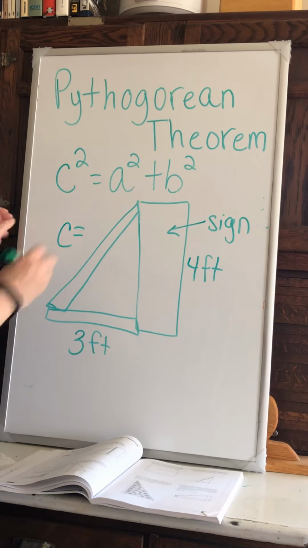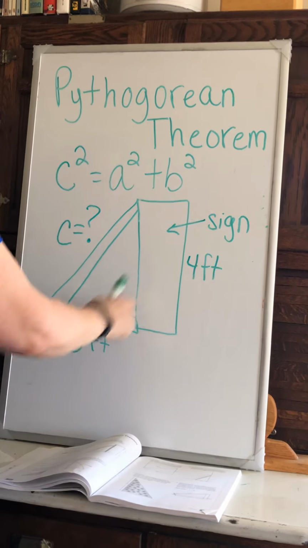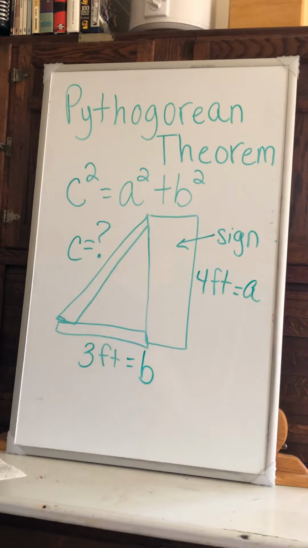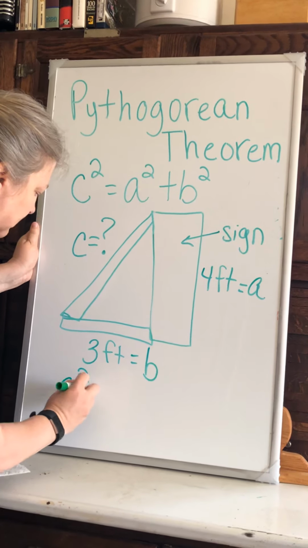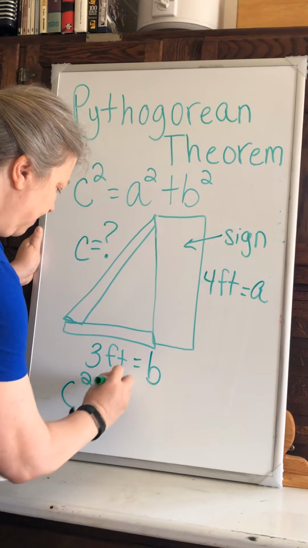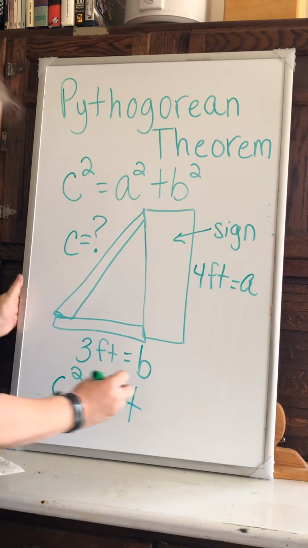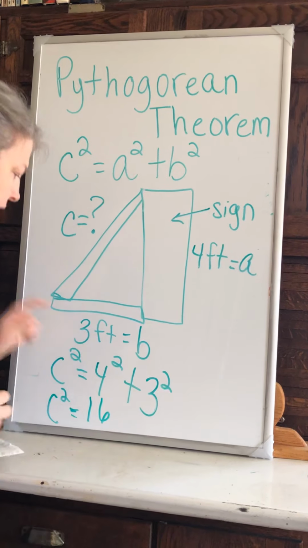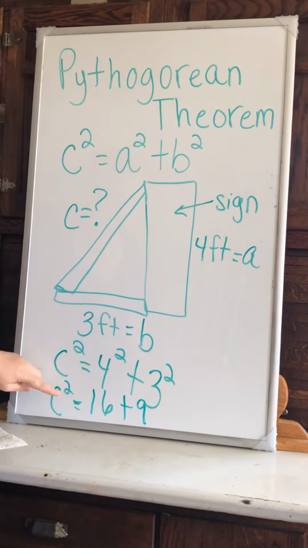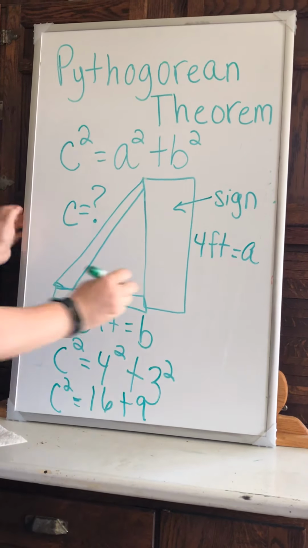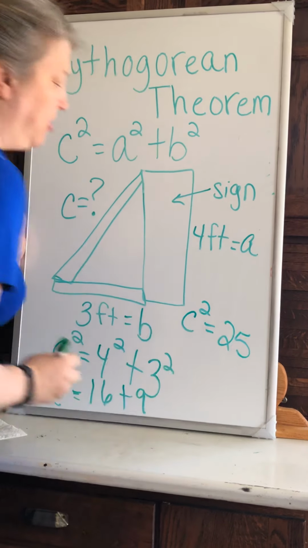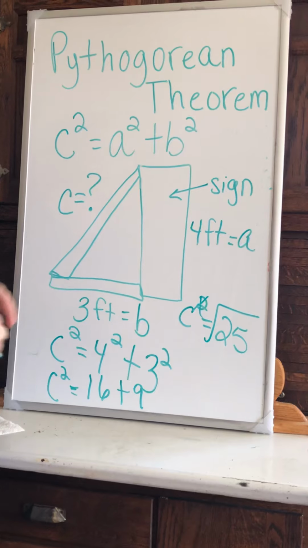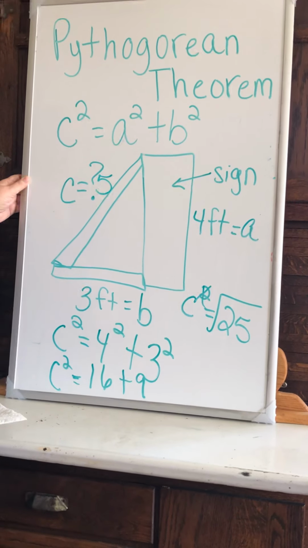All right, so we don't know what side C is. Now, all we got to do is apply either A or B. So I'm going to say this is A, this is B, and we're just going to put it back into the formula like it was before. So C squared equals A squared, which is 4 squared, plus B squared, which is 3 squared. C squared equals 4 squared equals 16. 3 squared equals 9. And once you add 16 and 9 together, you end up with C squared equals 25. The last step, cross out that 2, draw your square root symbol around the 25, and that means C equals 5. 5 what? 5 feet.